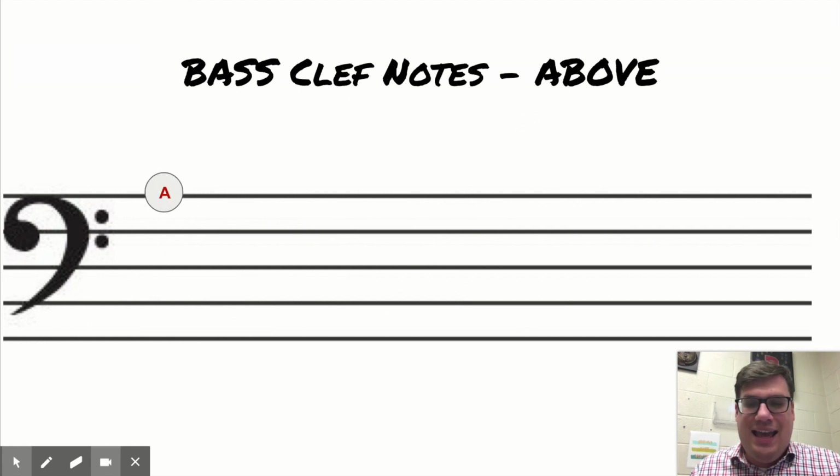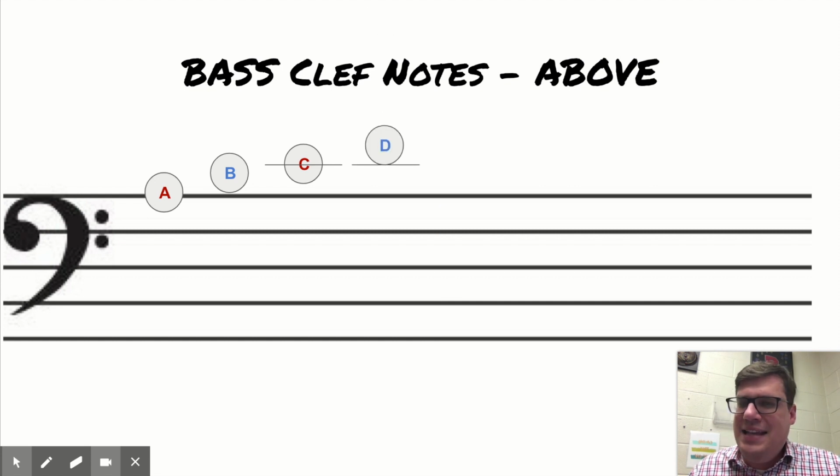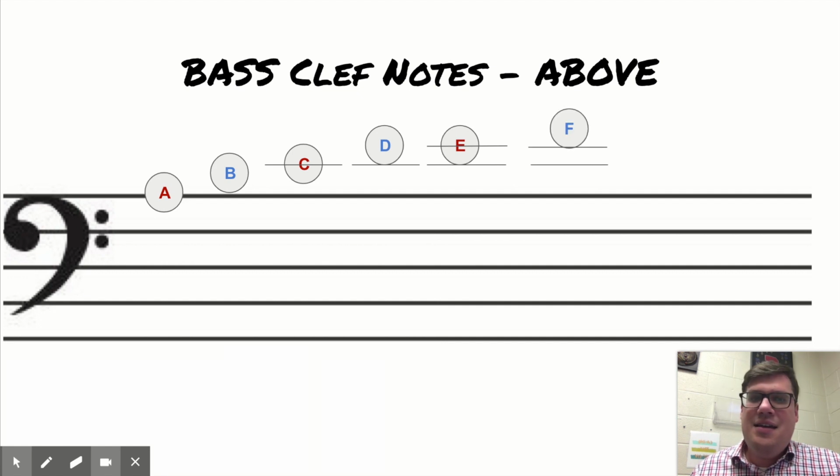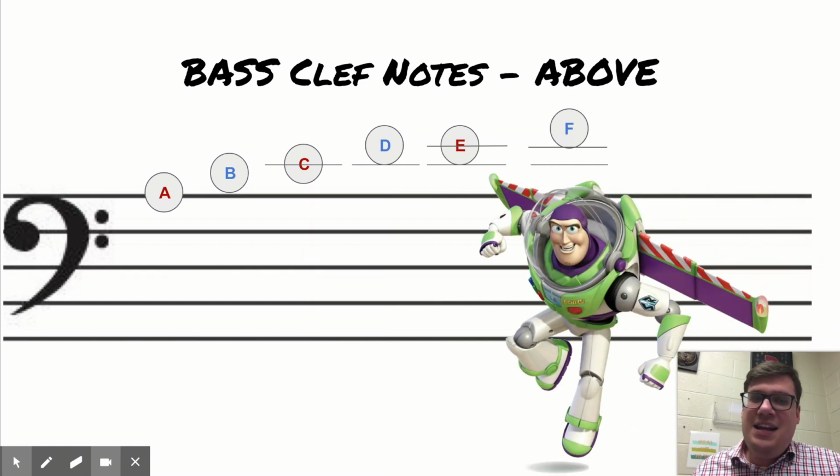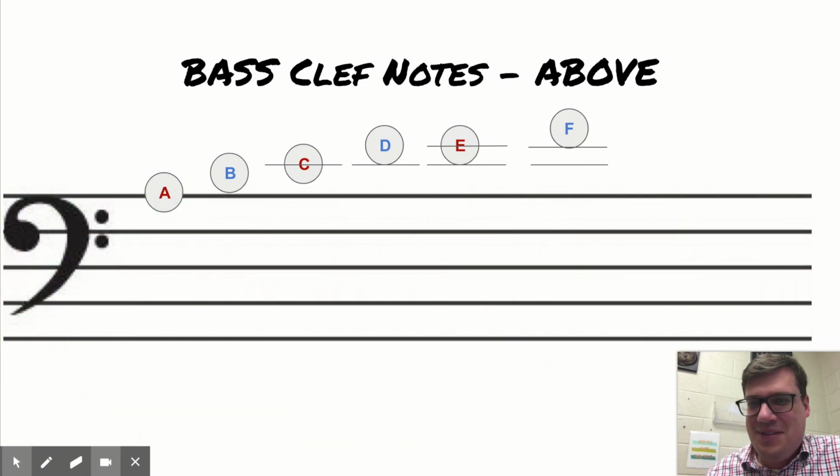We have A. B is that area above. Then we add this thing here called a ledger line. And we're going to put a note right there, which is our C. We add a ledger line again, and look, that made a new space for a D. And then we do 2 ledger lines to make an E, 2 more ledger lines, and then we have an F. And this can go to infinity and beyond.